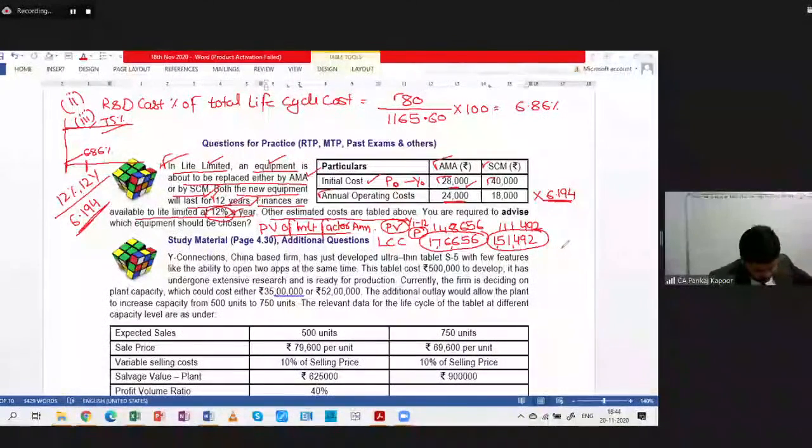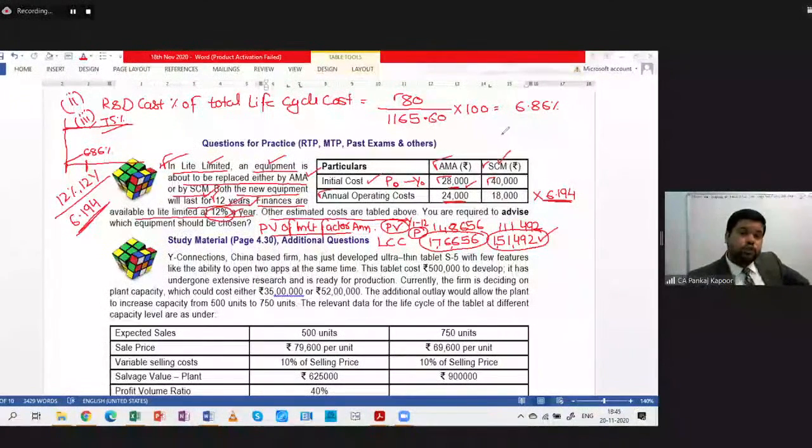Good, Hema from Chennai. Your answer is absolutely correct. Just write down AMA or SCM. Obviously, we are taking the decision based upon the cost, so we are picking the lesser value. Hence, we will go for SCM.